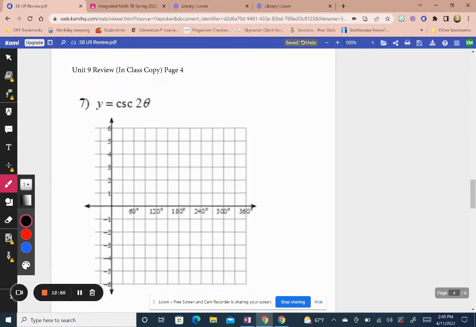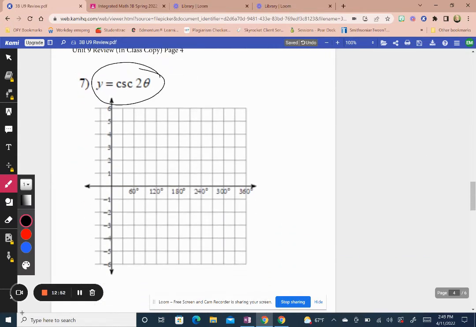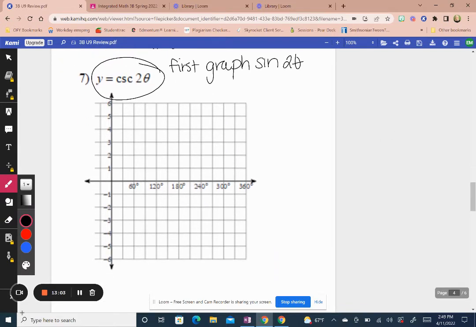Okay, let's take a look at number 7. So cosecant. First we have to graph the sine of 2 theta. Remember, cosecant is associated with sine. If it was secant, you would do cosine. If it was cotangent, you would do tangent, okay? So we're going to graph sine of 2 theta.